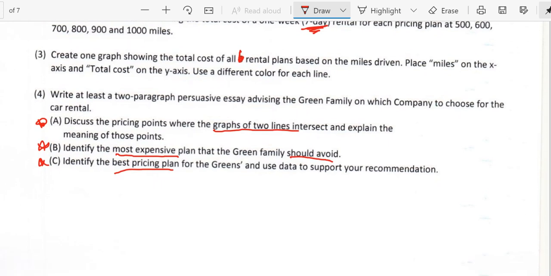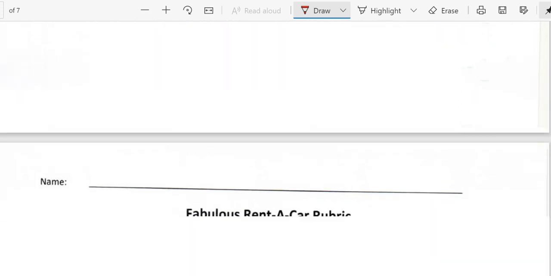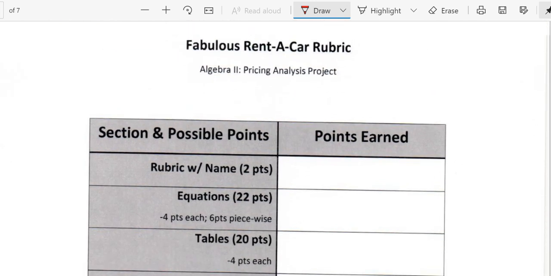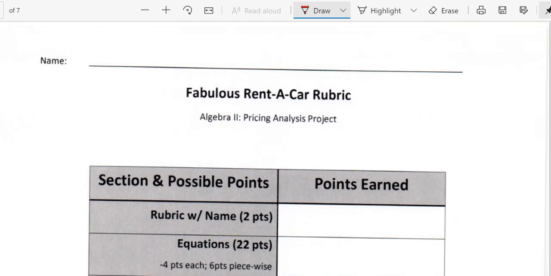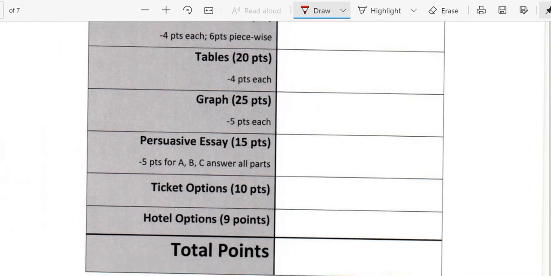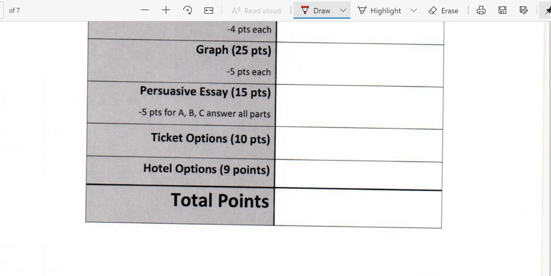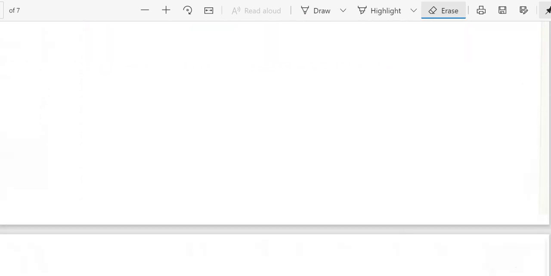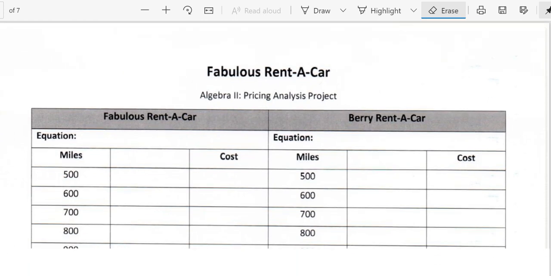So let's look through a few of the elements. So on page 2 here, this is the rubric. Make sure that when you turn in your project, you have your name up here and you just turn in the rubric with it. That's how you'll see how many points everything is worth. When it totals up, it ends up being 103 points. But I'm just going to take it out of 100. So it'll be like 3 extra points you can get on the project because it'll only be out of 100 in PowerSchool.